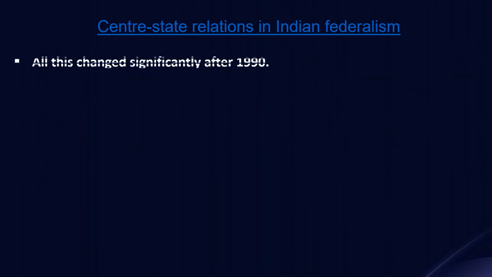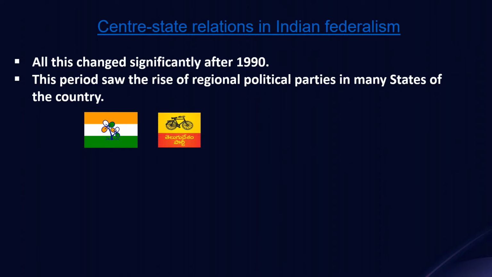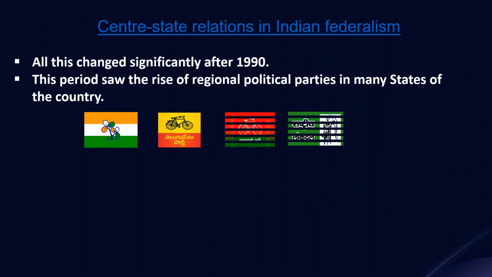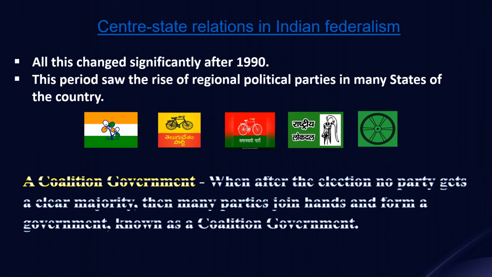What happened after 1990? This period saw the rise of regional political parties in many states of India. For example, Trinamool Congress in West Bengal and Meghalaya, Telugu Desam Party in Andhra Pradesh, Samajwadi Party and Rashtriya Lok Dal in Uttar Pradesh, and Janata Dal in Bihar. This period also marked the beginning of the era of coalition governments and alliances.